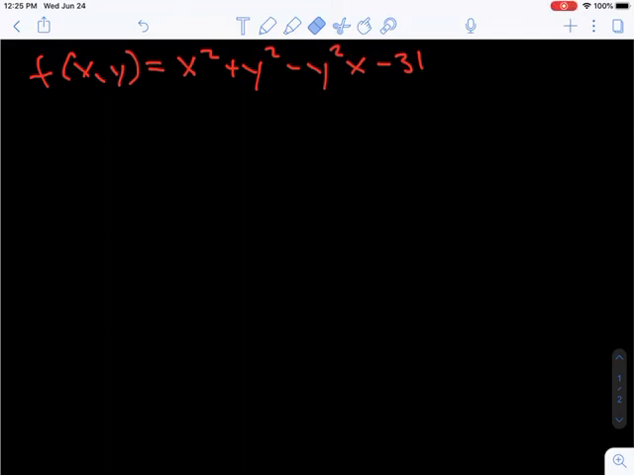In this video, we are going to locate and classify all the critical points of this function. So let's start by finding our partial derivatives. The partial derivative of f with respect to x is going to be 2x minus y squared. And the partial derivative of f with respect to y will be 2y minus 2xy.